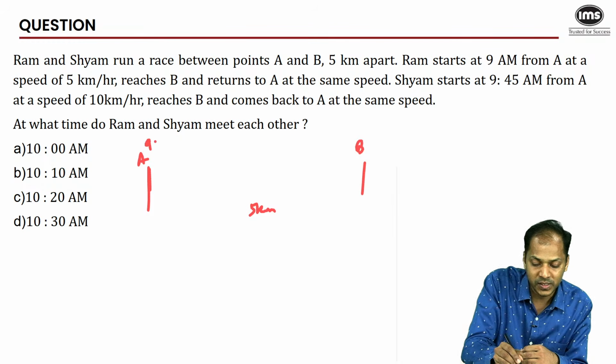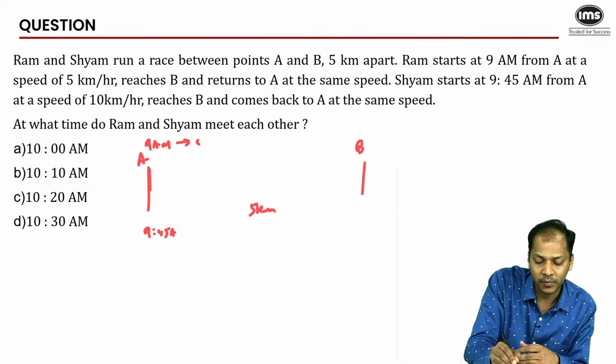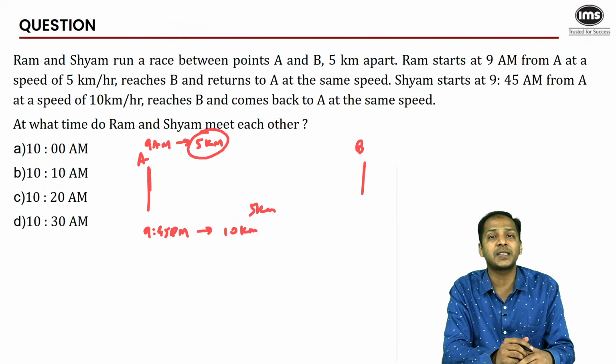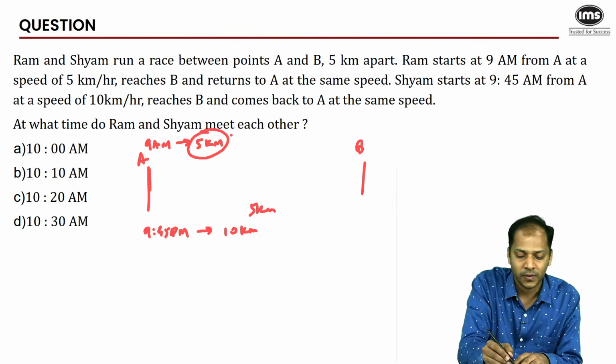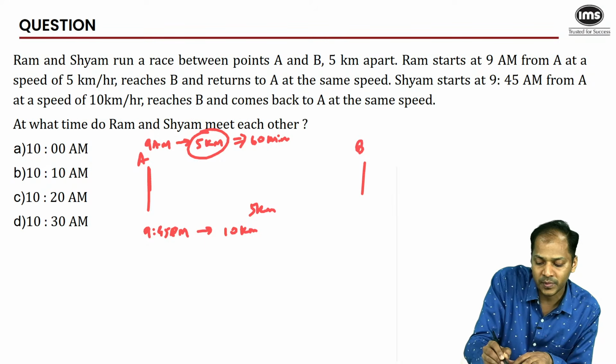At 9 a.m. something is happening. At 9:45 a.m. something is happening. The person starting at 9 a.m. is starting with a speed of 5, and the person starting at 9:45 runs with a speed of 10. So understand that this person takes 60 minutes to cover the entire distance, 5 kilometers.